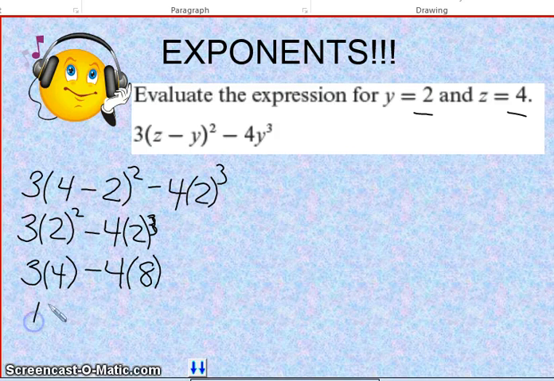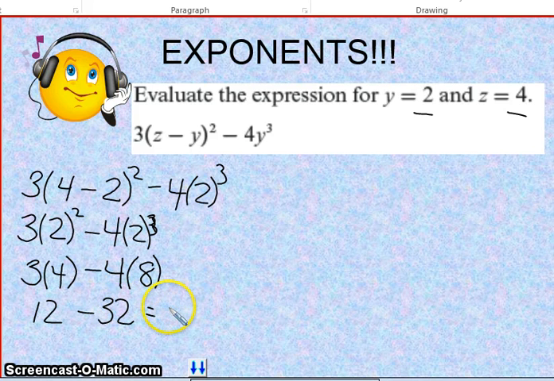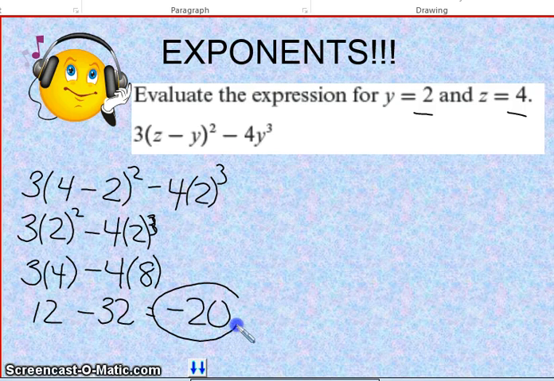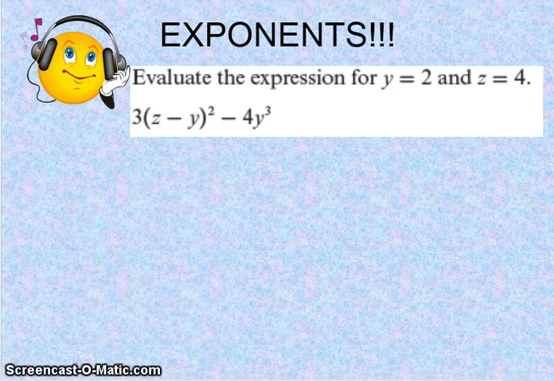3 times 4 is 12. Minus 4 times 8 is 32. And 12 minus 32 is negative 20. So our solution here is negative 20. Just like last time, we plugged in numerical values for the variables and then used order of operations.